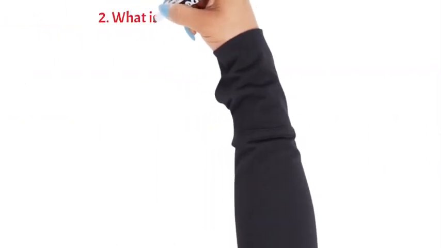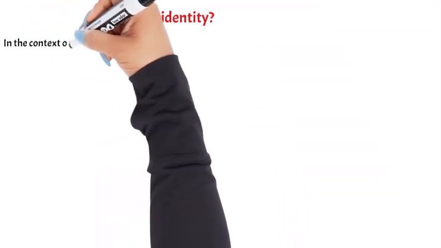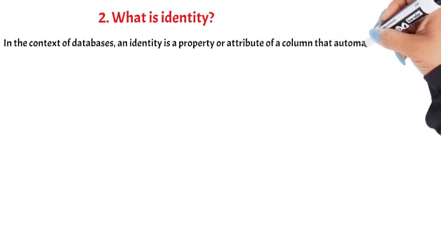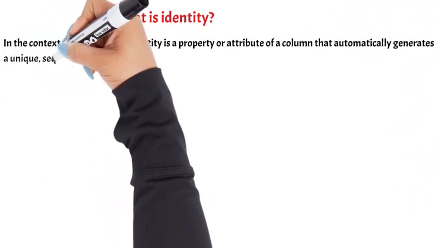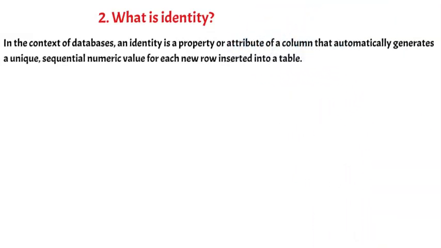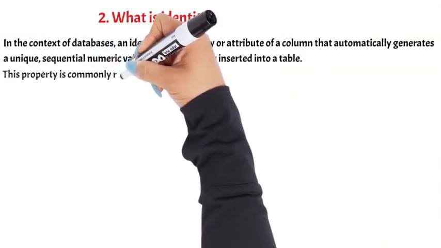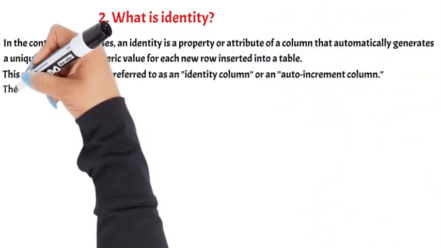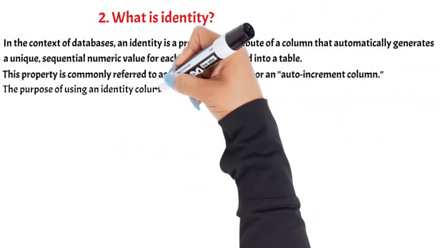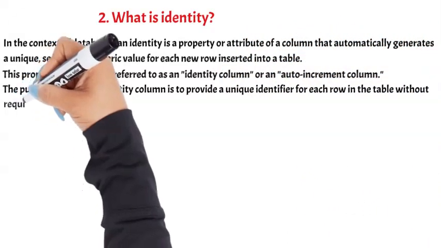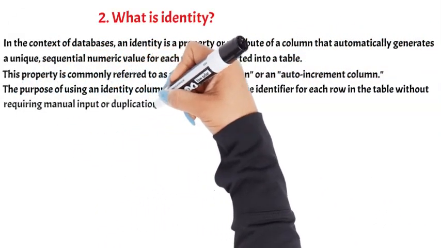2. What is identity? In the context of databases, an identity is a property or attribute of a column that automatically generates a unique, sequential numeric value for each new row inserted into a table. This property is commonly referred to as an identity column or an auto-increment column. The purpose of using an identity column is to provide a unique identifier for each row in the table without requiring manual input or duplication checks.